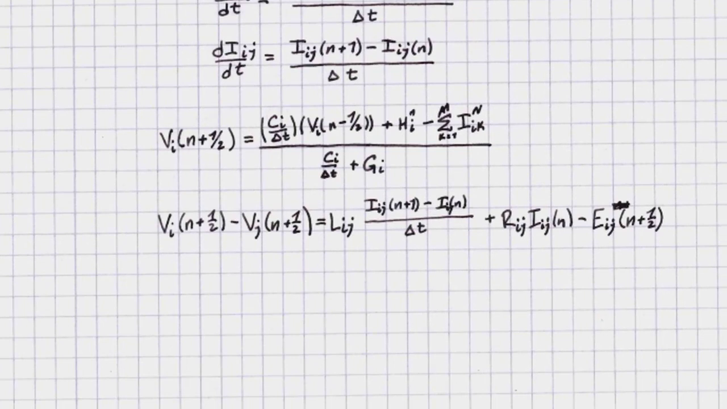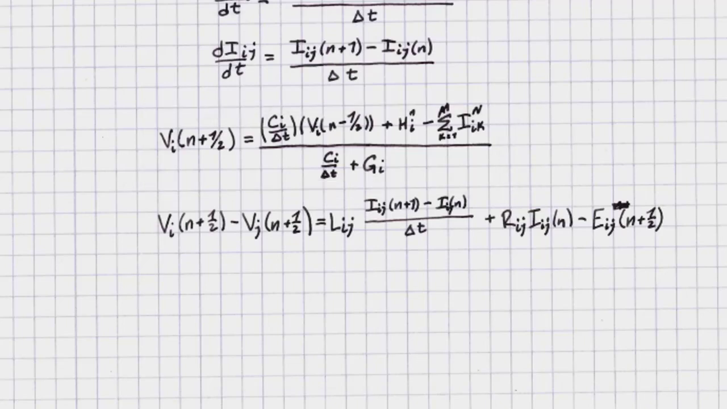The equation is then rearranged in terms of V at the n plus 1 half time step, so it's easier to know where to begin our calculations as we are usually given a system's initial values. The equation for V of n plus 1 half is the node capacitance Ci times V at n minus 1 half divided by the time step delta t, plus Hi at time n, minus the currents leaving the node. This is all divided by capacitance Ci over delta t plus Gi.